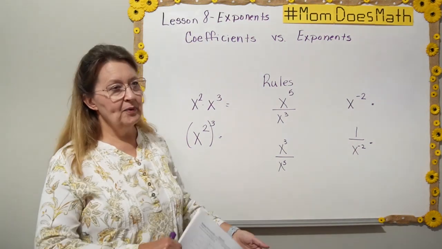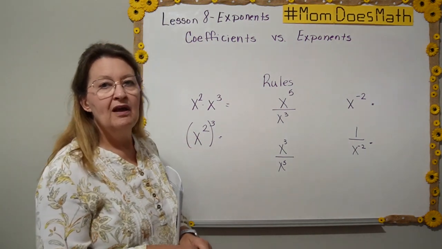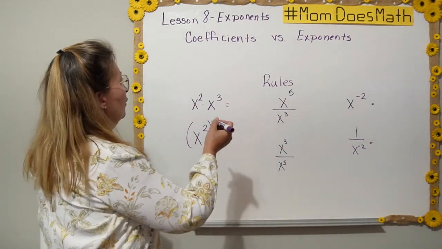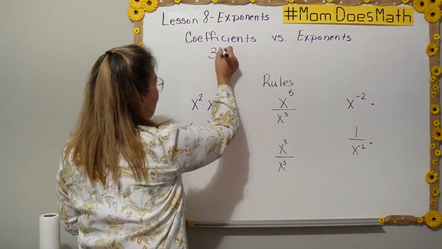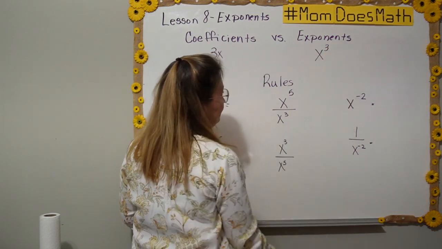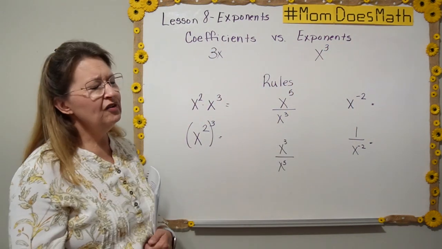We're going to talk about exponents, but before we talk about exponents, let's talk about the difference between a coefficient and an exponent. What's a coefficient? Well, it looks like 3x. And an exponent would be x to the third. So what do those mean?